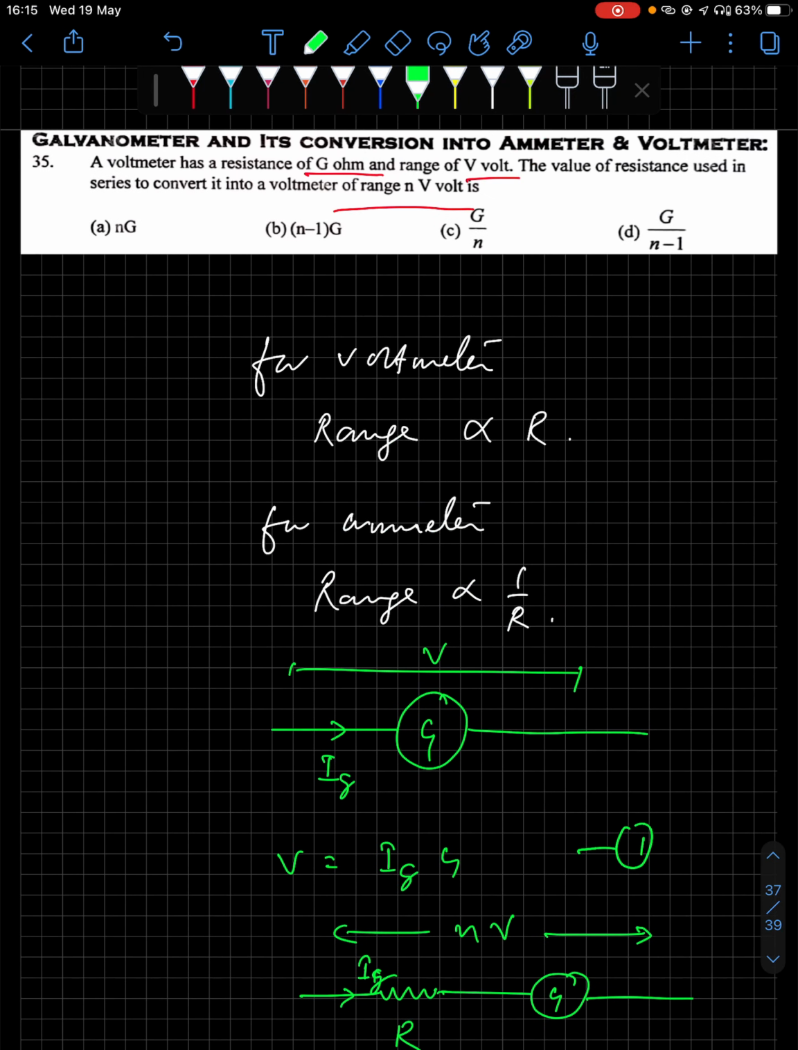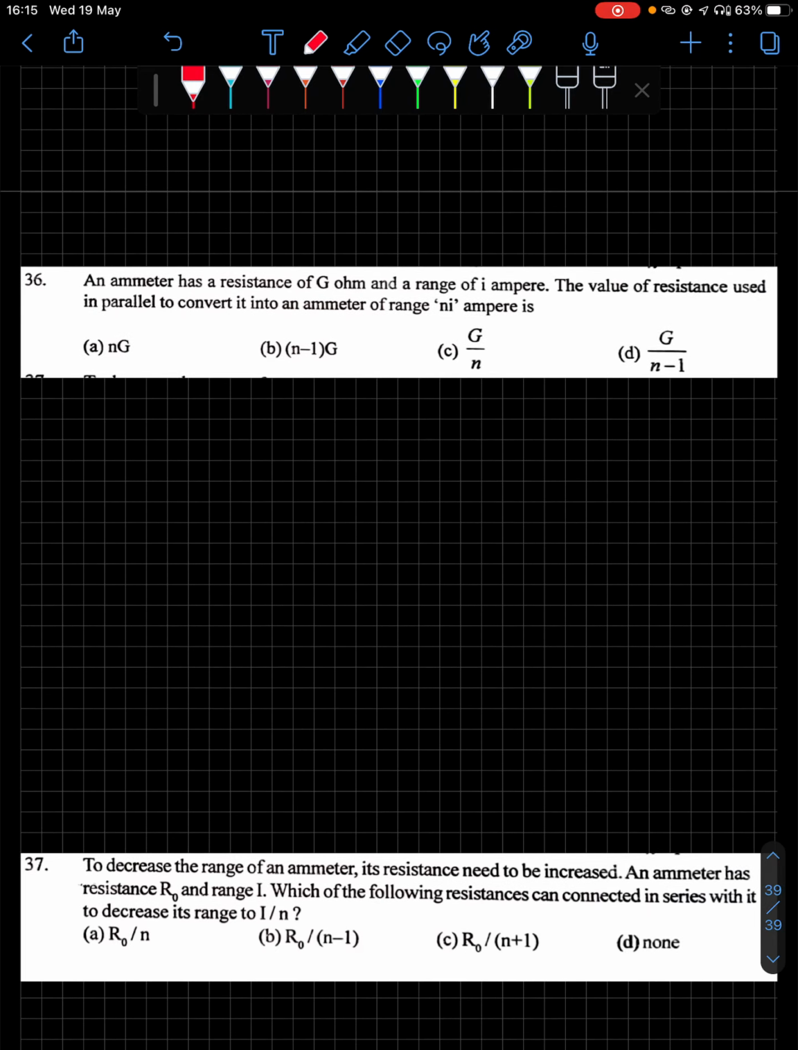So that is question number 35. Answer is option number B, (N minus 1) into G. Question number 36. The ammeter has a resistance of G ohm. Now it is measuring a current of I ampere. Now you want to increase the ammeter range to NI. What value of resistance would you use to convert this to an ammeter of range NI?